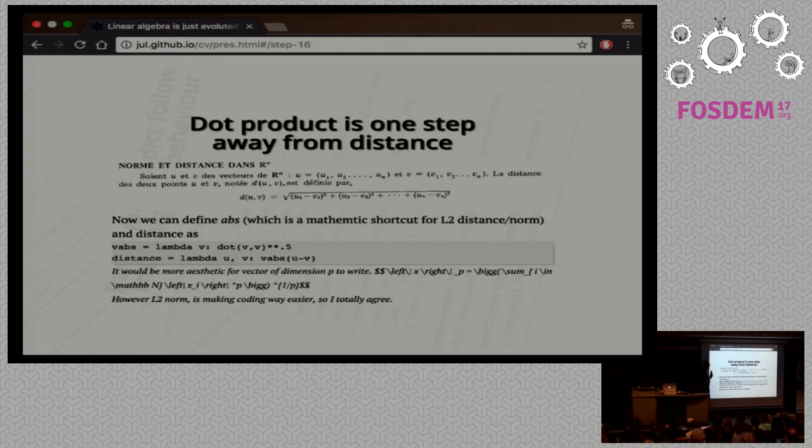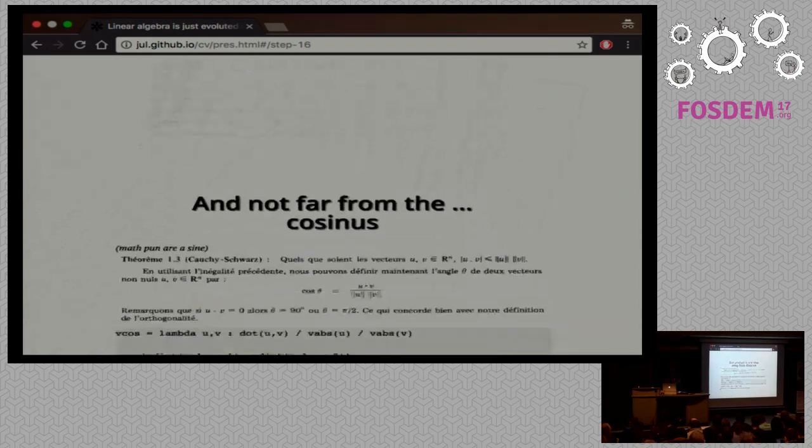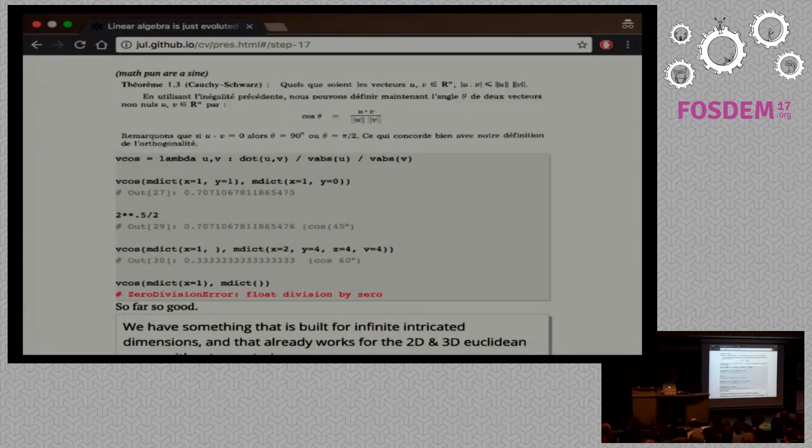Dot product is one step away from distance. So this is the definition of abs. But distance is the absolute value of u minus v. So, math puns are assigned, but geometrical puns have a cute angle.